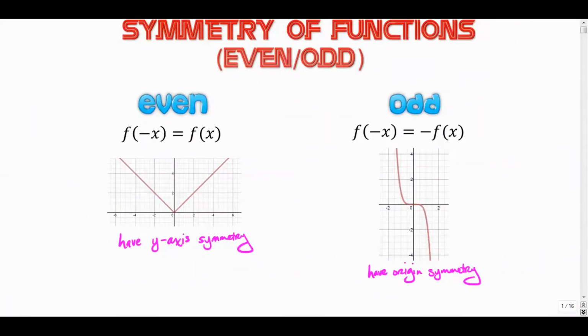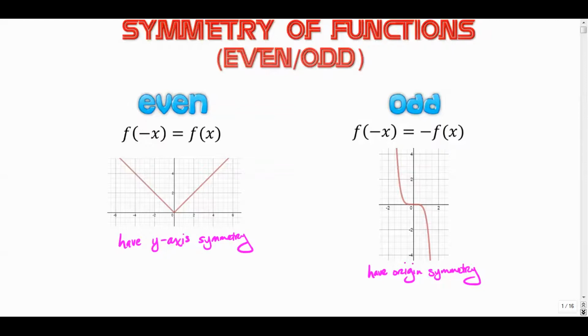Alright, in this video I'm going to be talking about the symmetry of functions and then further in the discussion about even and odd functions. So there are basically three types of symmetry that we are going to discuss. On the left here you can see a function that has y-axis symmetry. In other words, across this y-axis this function folds over perfectly. It reflects over that y-axis.